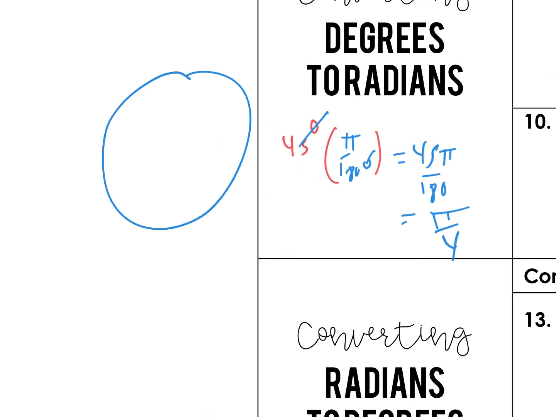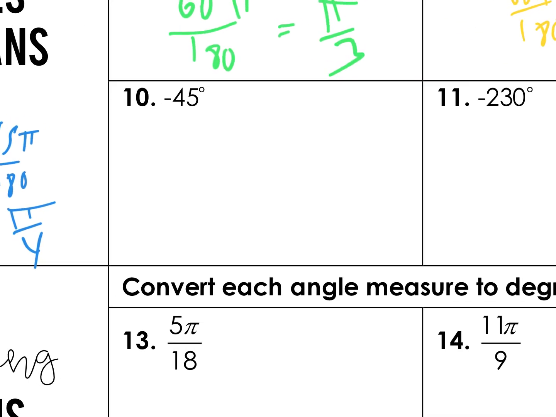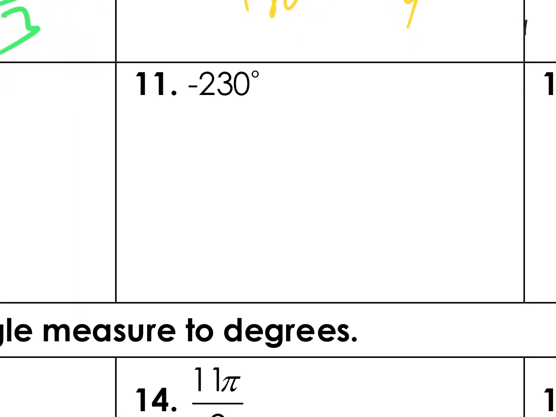You got your unit circle. And here is your pi over 2. Well, if you cut that in half, that's pi over 4. Half of half of 90 is what? 45. So this 45 degrees is also known as pi over 4. So what's negative 45 degrees then? Negative pi over 4. Yeah, negative pi over 4. Let's do negative 230 degrees.